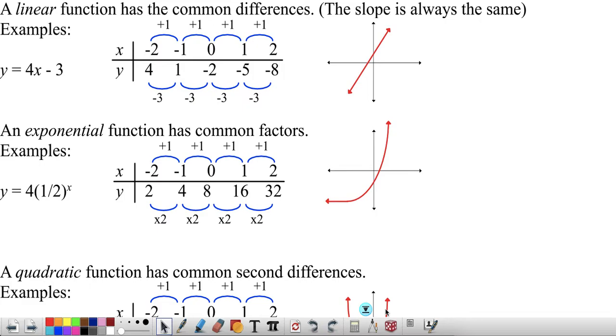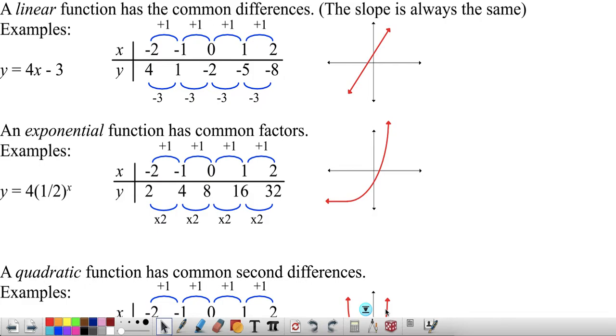In the numerical version, the XY chart, notice that as the x's go up by 1, from -2 to -1 to 0 to 1 to 2, the y's are going down by 3. 4 minus 3 makes 1, minus 3 makes -2, minus 3 makes -5, minus 3 makes -8. And those are the common differences that we note. In this table of values, I could tell you that my slope is -3 over +1, or just -3. And in the graphic version of this, this is kind of what a line looks like in the red there. We've done plenty of lines, we know what they look like, and this is linear.